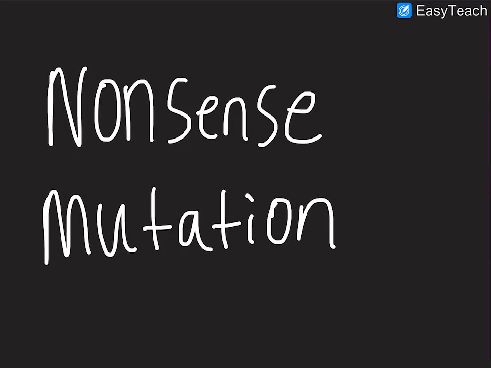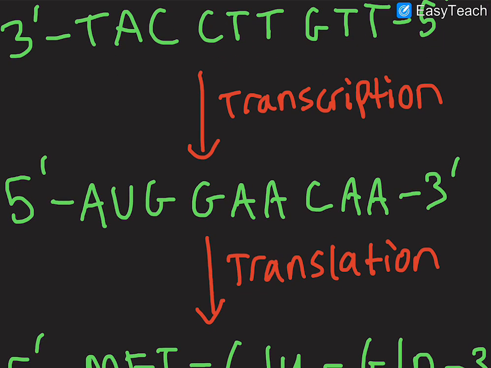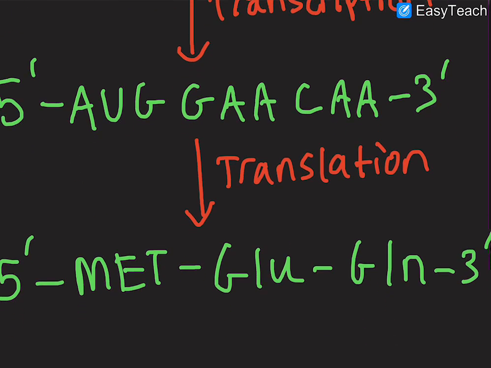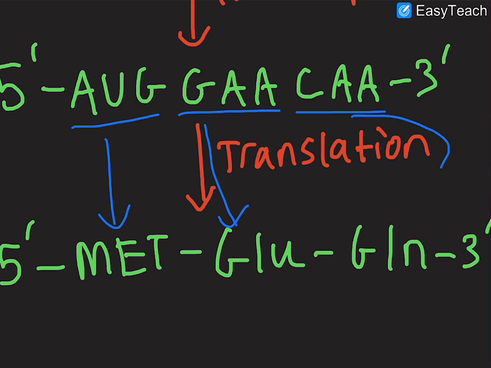In this video we're going to be talking about a nonsense mutation, okay? So if we see here we have a 3' to 5' DNA strand. So we have TAC, CTT, GTT. If you transcribe that, we get AUG, GAA, CAA, okay? If you translate that and go to your codon chart, you'll see that AUG codes for methionine, GAA codes for glutamate, and then CAA codes for glutamine.